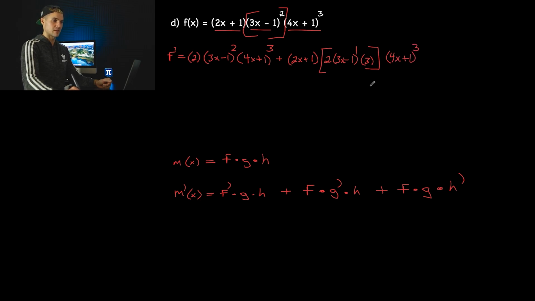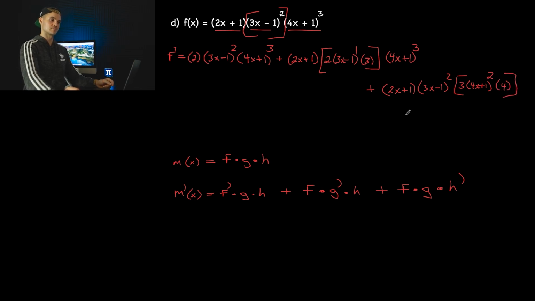And then just to save some room here, we'll have plus first function, left as is, times the second function, left as is, and then we have to multiply by the derivative of that third function. We have to do the chain rule on this third function as well. Bring the 3 down, keep the inner function the same, subtract 1 from the exponent, multiplied by the derivative of the inner function, like that.